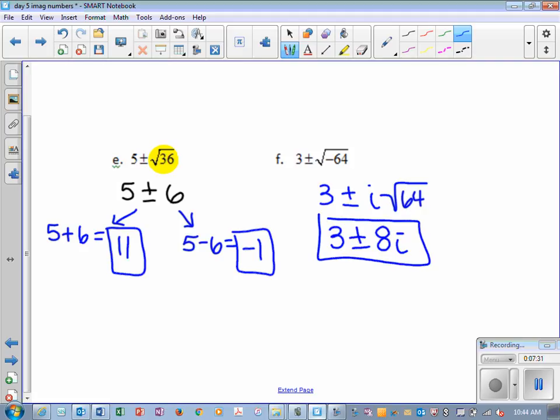You know, it's not wrong if you said 3 plus or minus i8, but that's like saying, you know, x3 instead of 3x. Just a little bit awkward. It's not wrong. It's not in standard form, right? All right, any questions about this?